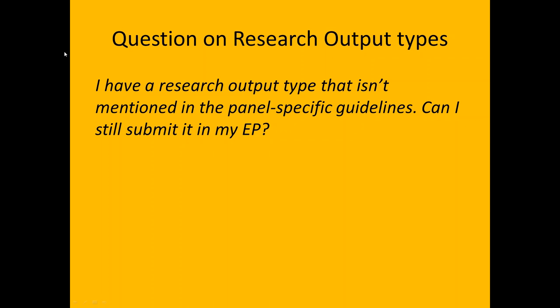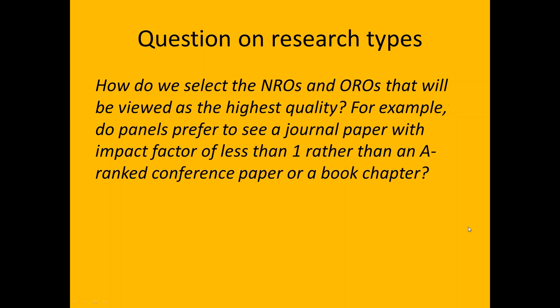But it does provide the guidance on the types, and there's always the category of other research outputs for some of those ones that might be a little bit trickier to clearly identify. Okay, great. Another one on research type. So how do we select the research outputs that will be viewed as the highest quality?